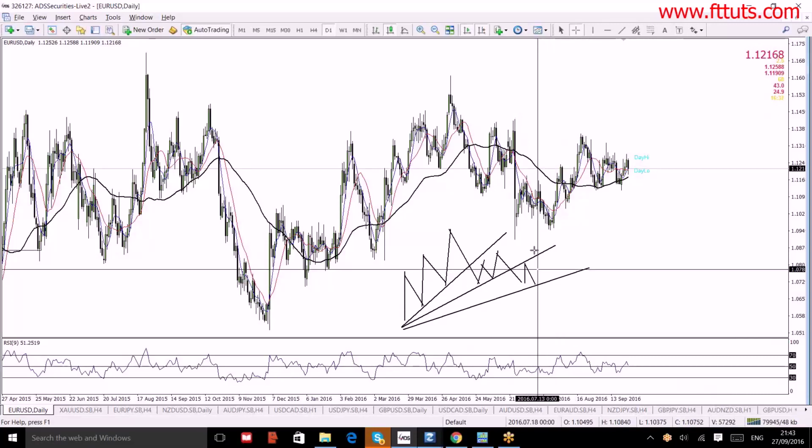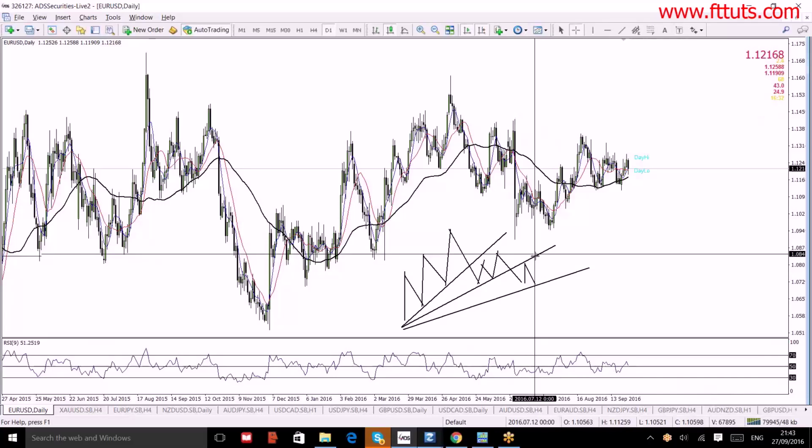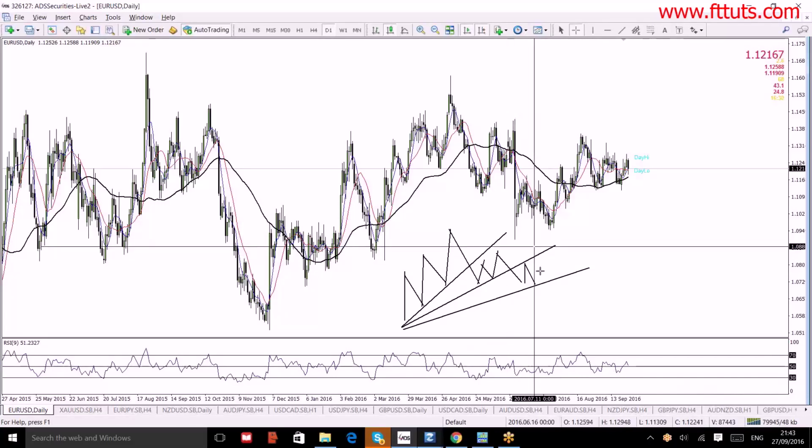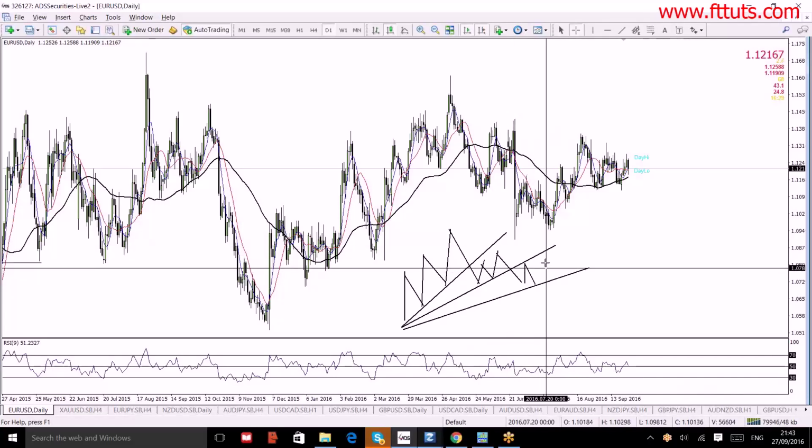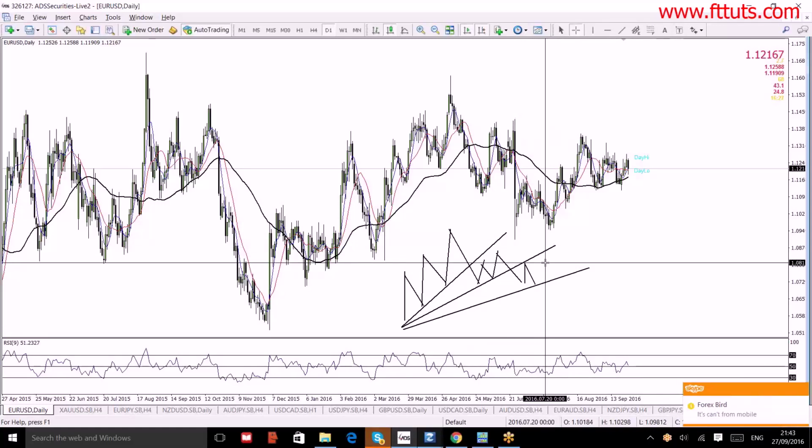If it doesn't break and goes to the upside, then guys, remember, this is your resistance and support. You need to be out of the market. I'll explain it to you later, but understand the concept. Do you guys understand the concept?